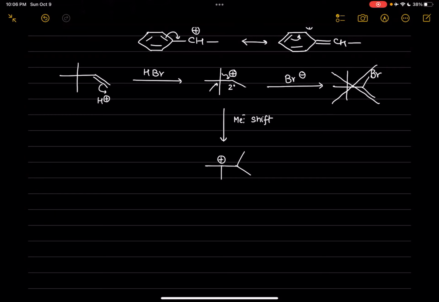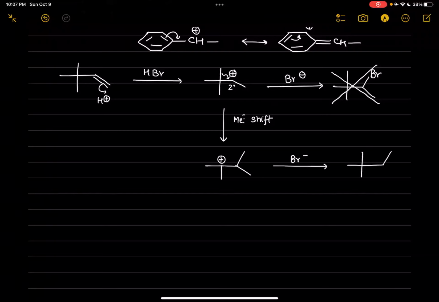And this shift is rearrangement. It occurs very quickly, in just 10 to the power minus 6 seconds. And once the carbocation is rearranged, it has become more stable. Then I'm going to bring in the final nucleophile.